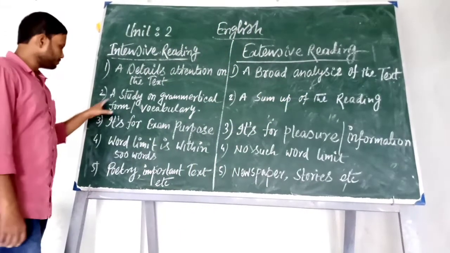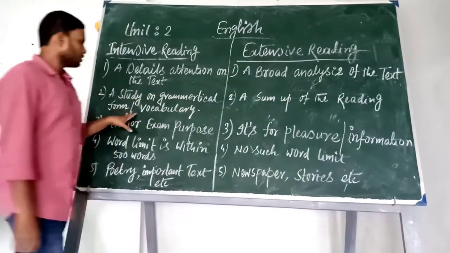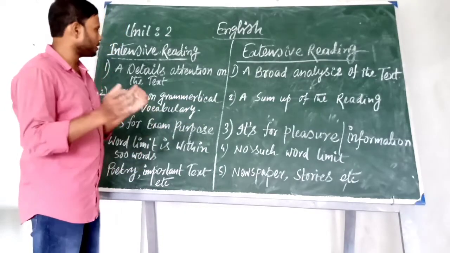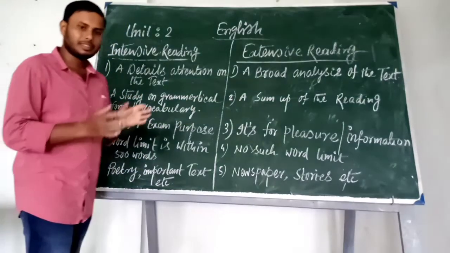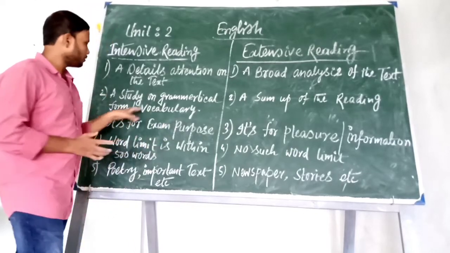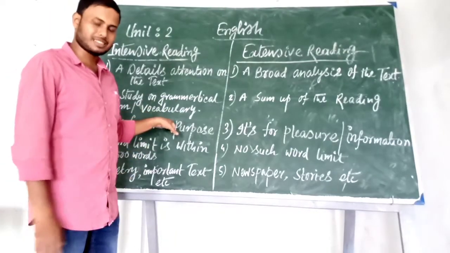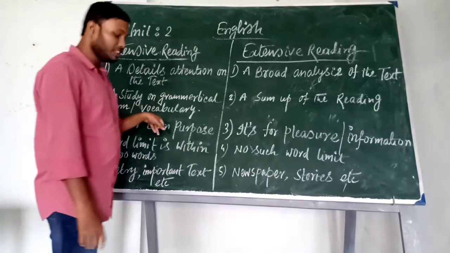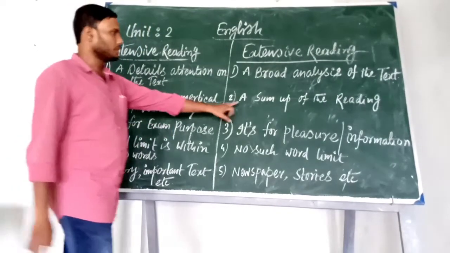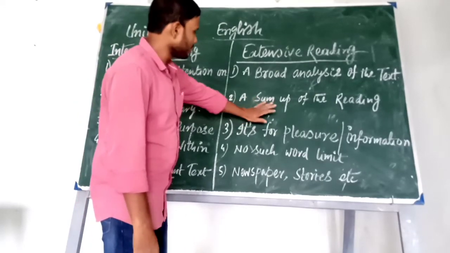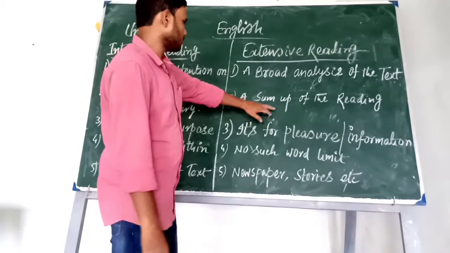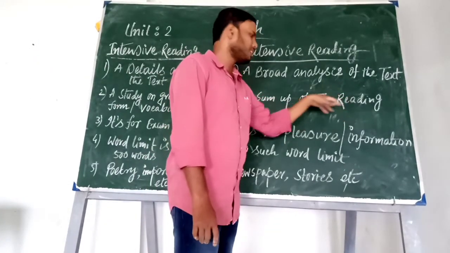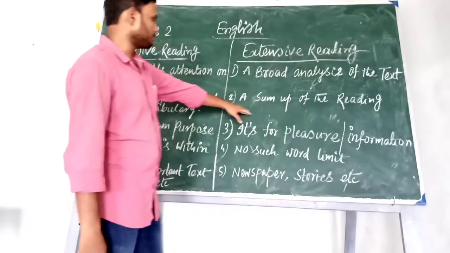The second point is the study of grammatical form or vocabulary. When we discuss a thing in detail, then grammatical form, structure and vocabulary will be explained in detail. And in the second point, in extensive reading, it is a sum up, or a generalized view of the text or different types of things in reading. This is a sum up.